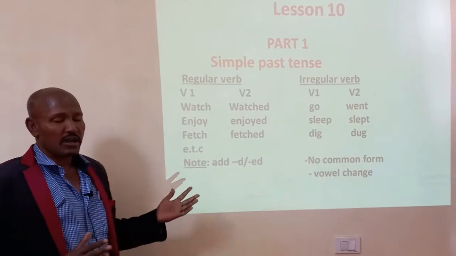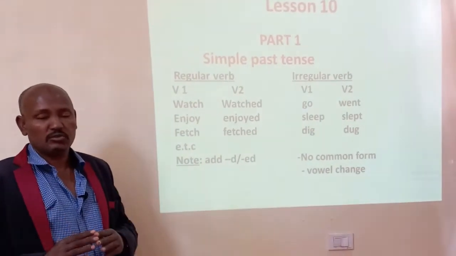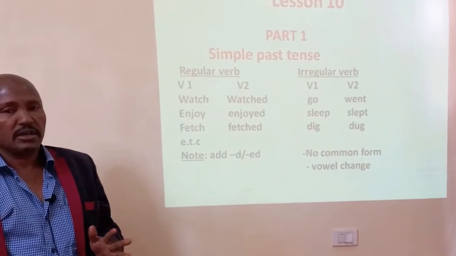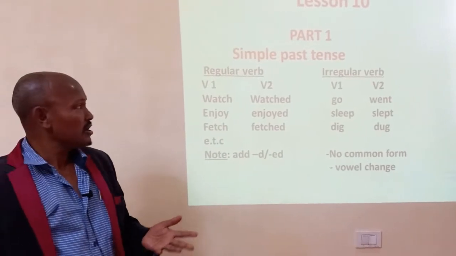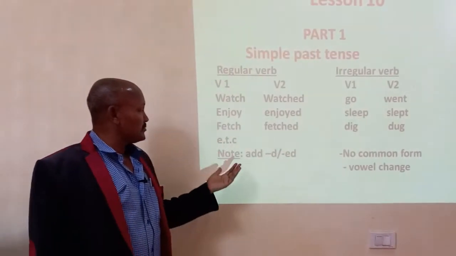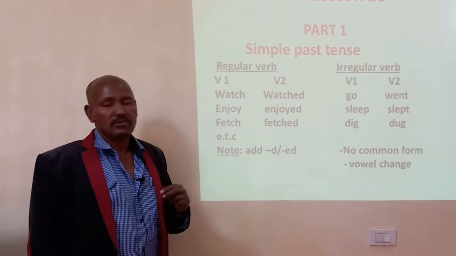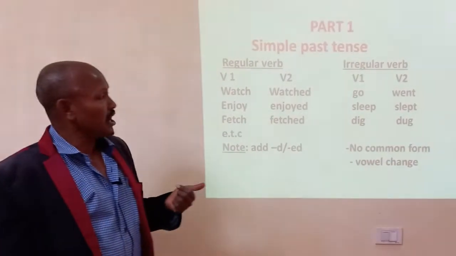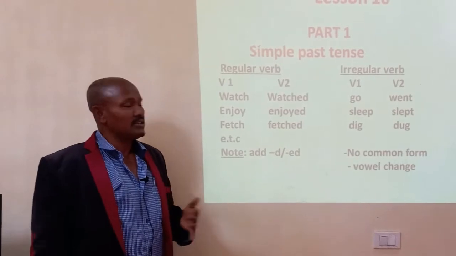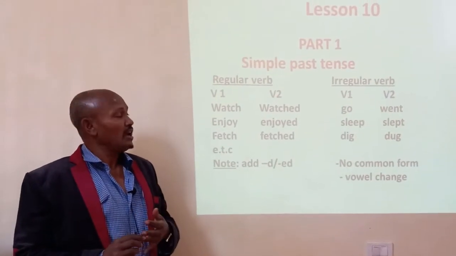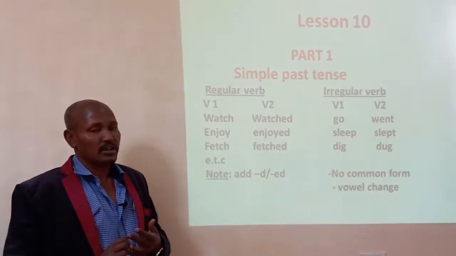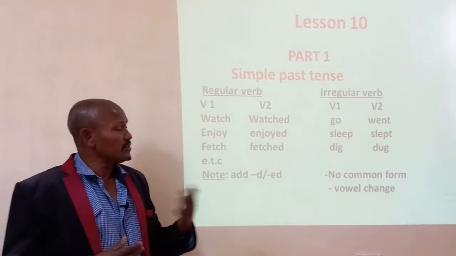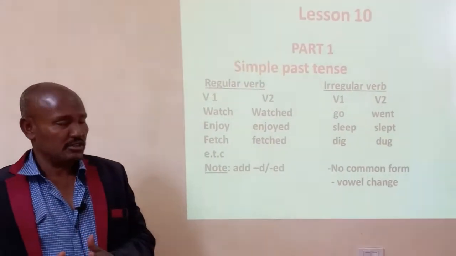The first thing is that we can categorize verbs into two: regular and irregular verbs. Regular verbs have a common form, they add d or ed. The other kind is the irregular verb, which doesn't have a common form and has an irregular form. Sometimes some verbs have a vowel change.